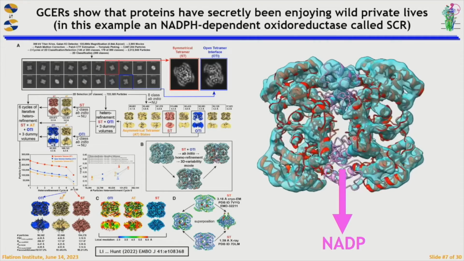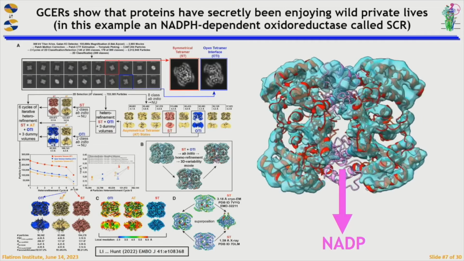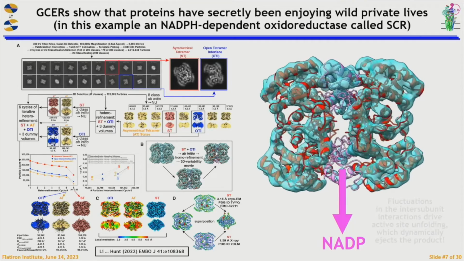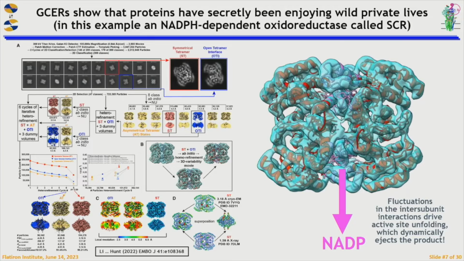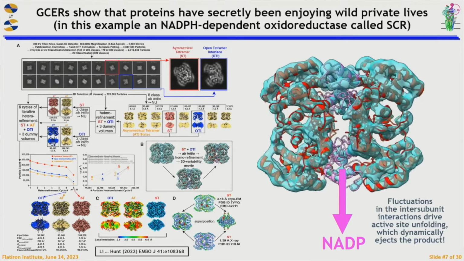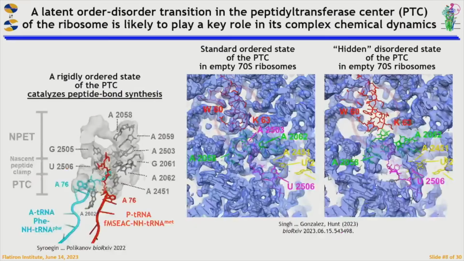And so here's a critical element of dynamics for the function of this enzyme. And we have all sorts of other biophysical data that show this, that you just miss if you do crystallography or if you do cryo-EM, where you're just trying to find one structure. So fluctuations in intersubunit interactions drive active site unfolding.